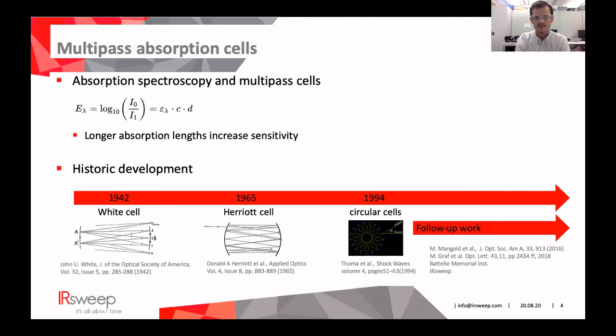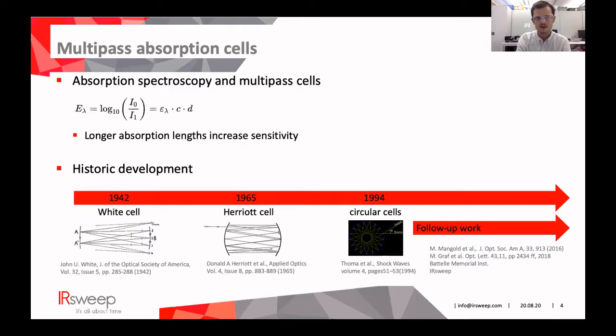Historically, this concept has been around for a very long time. This is not a complete historic review, just some main milestones. Of course, the White cell was already developed in 1942. It's still to date very successful. It's used a lot with FTIRs due to its tolerance to very high numerical apertures. The downside is the large internal volume that you have in those cells.